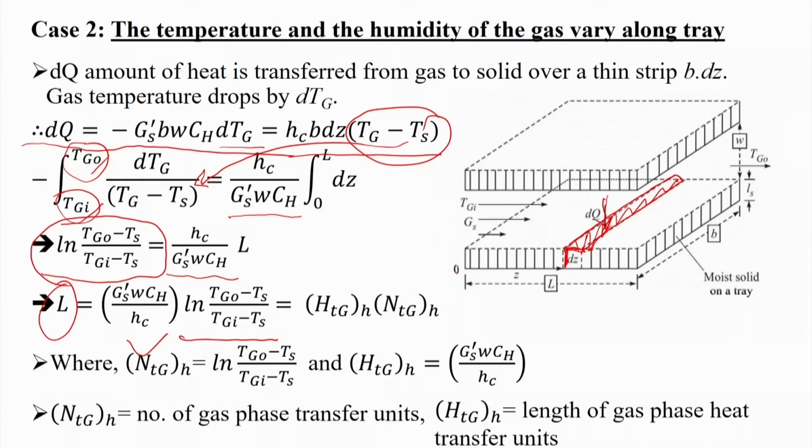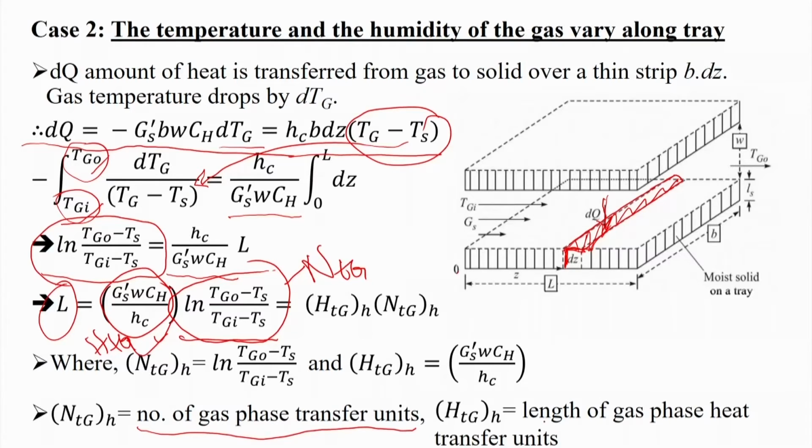Out of this, ln[(Tgo minus Ts) by (Tgi minus Ts)] is nothing but Ntg, and Gs' into W into Ch by Hc is the height of the transfer unit, Htg. So Ntg is the number of gas phase transfer units, and Htg is the height or length of the gas phase heat transfer unit.